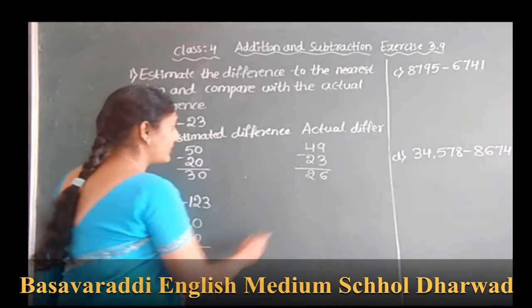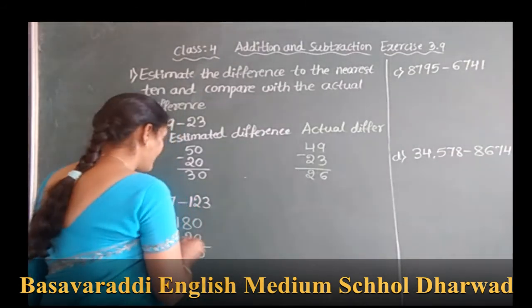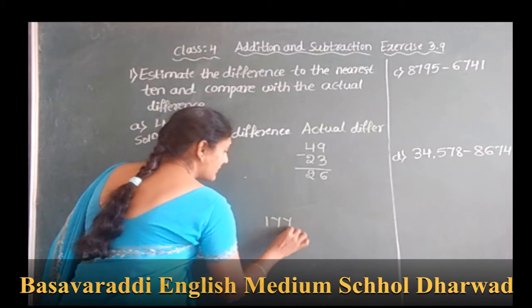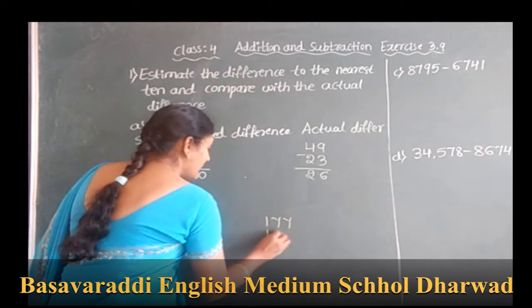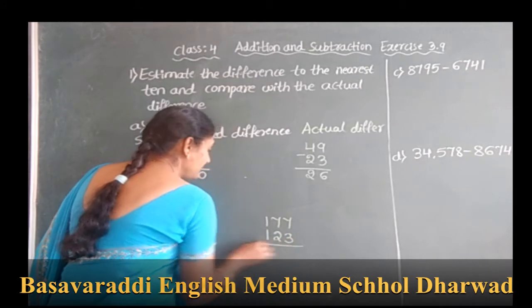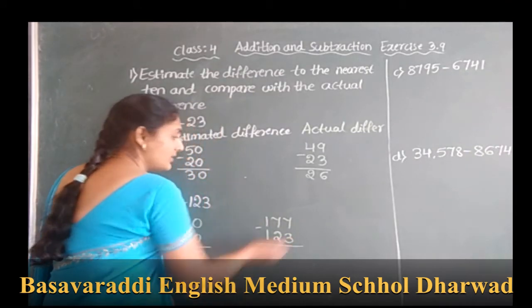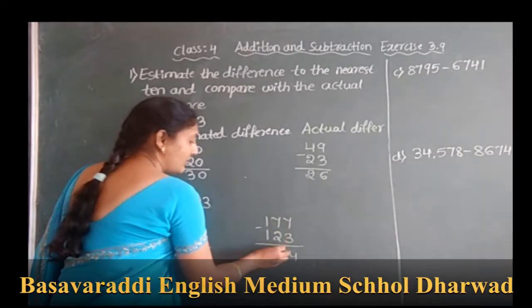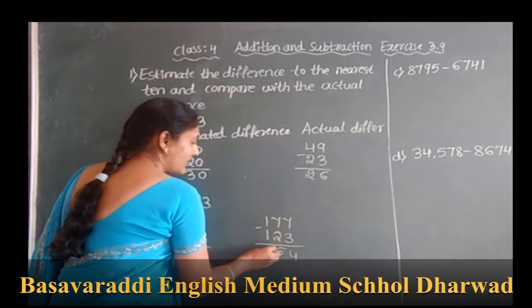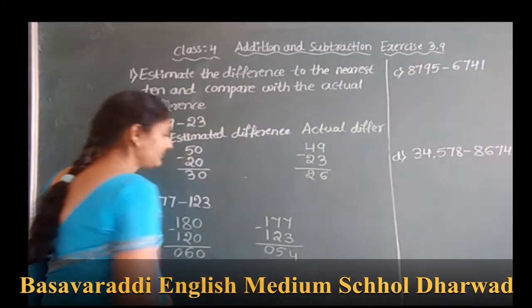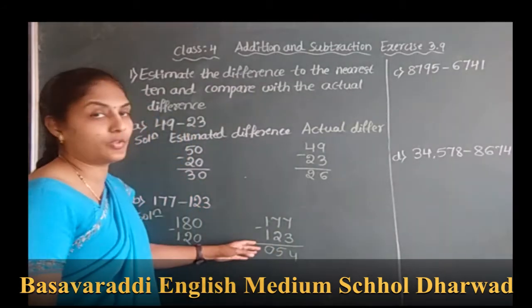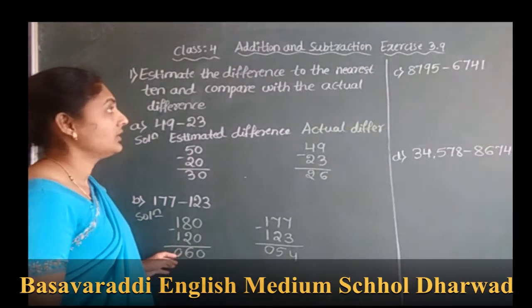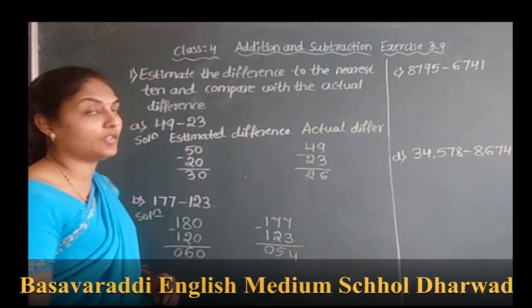Next, one more step, that is the actual difference. In the actual difference, write the numbers as they are, 177 and 123, and find the difference. 7 minus 3 is 4. 7 minus 2 is 5. 1 minus 1 is 0. This is the actual difference and this one is the estimated difference. Next, one more problem is C.